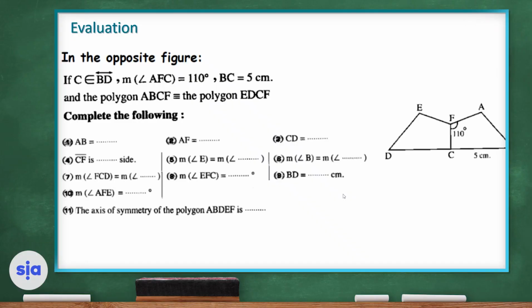In the opposite figure, if C belongs to BD, where AFC is 110 degrees and BC is 5 centimeters, and the polygon ABCF is congruent to the polygon EDCF, how can we complete each of the following? AB is equal to ED, excellent. AF is equal to EF. CD is equal to CB. CF is the common side, or sometimes we can call it the symmetric side.